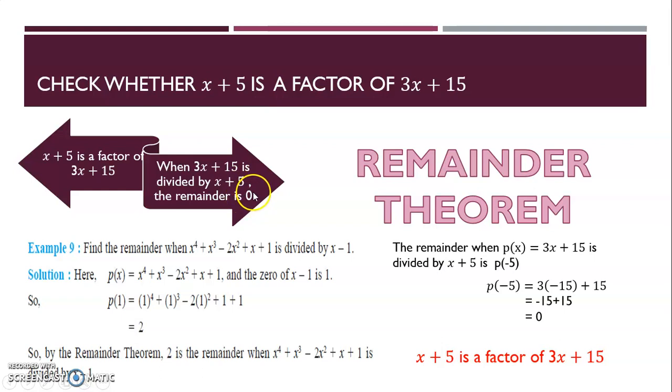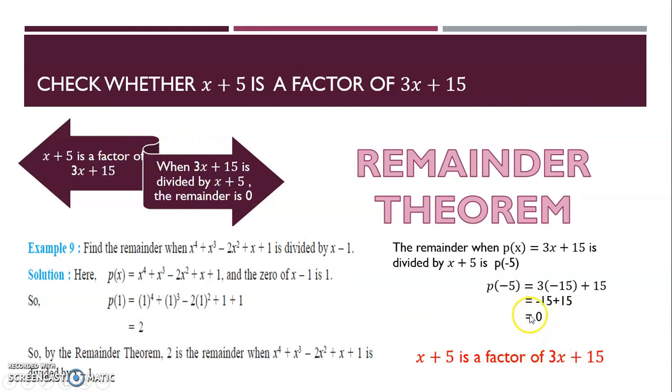How do I check whether the remainder is 0? I use the remainder theorem. What does the remainder theorem tell us? When I divide a bigger polynomial by a linear polynomial, to find the remainder, I have to find the 0 of the divisor. Here the 0 is minus 5, and I substitute that value in the place of x in the bigger polynomial, or the dividend, to find out what the remainder will be. So when I substitute minus 5 in the place of x, I get the value 0, which means the remainder is 0. Because the remainder is 0, what does this tell us? x plus 5 is a factor of 3x plus 15.